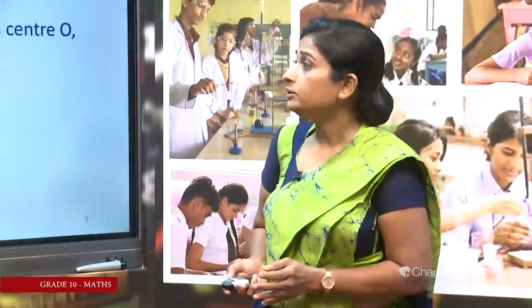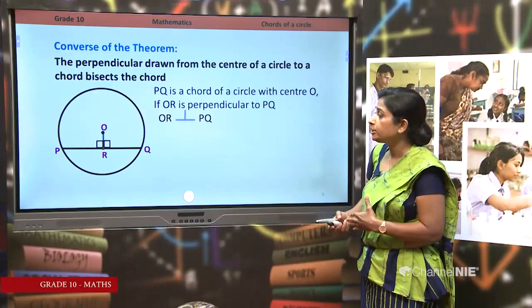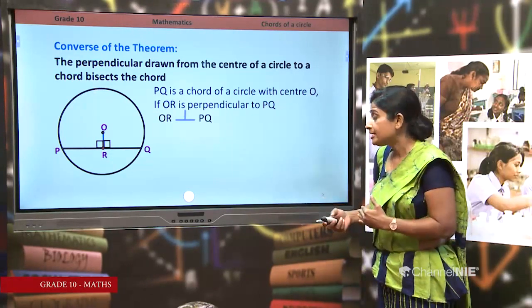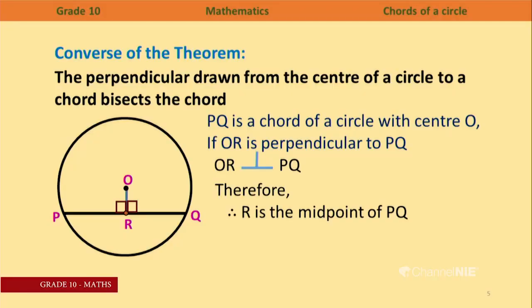I can explain that using a diagram too. Here O is the center of the circle and PQ is a chord of this circle. We join OR and PQ perpendicularly. In the diagram, OR and PQ are perpendicular, so according to the converse of the theorem, what can you say? We can say R is the midpoint of the chord PQ. That means PR is equal to RQ. That is what the converse of the theorem expresses.